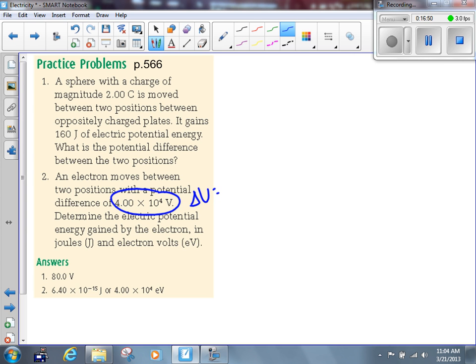We're looking for the electric potential energy gained. Is that going to be delta V? It's not going to be delta V, obviously, right? It's going to be V, E, or delta E. So there's only 3 more things it could be, V, E, or delta E. Which one is it? Potential energy gained. Delta E, that's the change in potential energy, right?